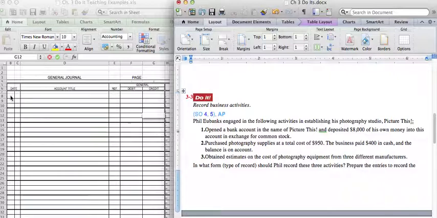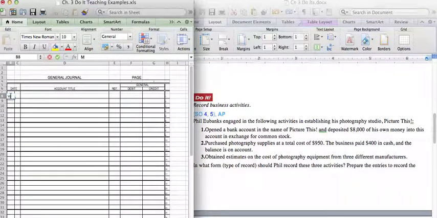So we'll go to our journal. We will type in the date. I'll just make one up for this time, the 29th. We will debit cash for $8,000. And then we will credit common stock. Remember, our credits are going to be indented a little bit for $8,000. And as you can see, our debits equal credits. Remember, that's one important part when we are journalizing. Our debits always equal credits.